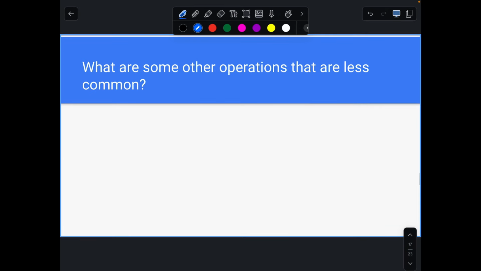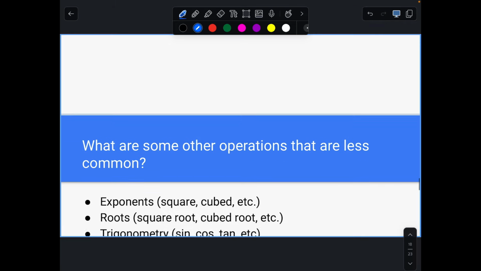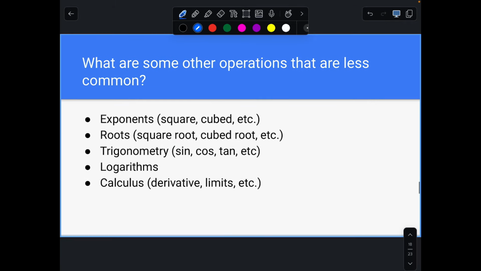What are some other operations that are less common? Pause the video, think, unpause. Some things would be like exponents, right? Exponents is things like squared, cubed, to the 4th power. The opposite of exponents is roots, square root, cube root. We're going to learn later on in this school year trigonometry, which are different type of operations. There's things called logarithms. In calculus, you'll do things like derivatives, limits, etc. But for the most part in this class, we're just going to deal with the main 4, and then we're going to do a little bit of exponents and roots.